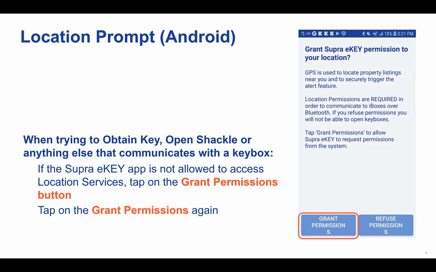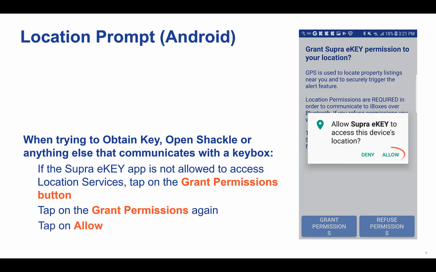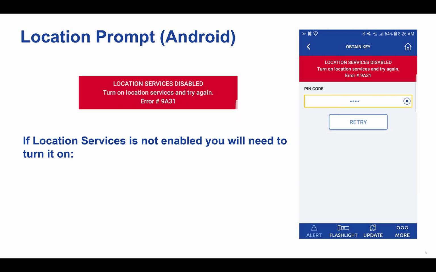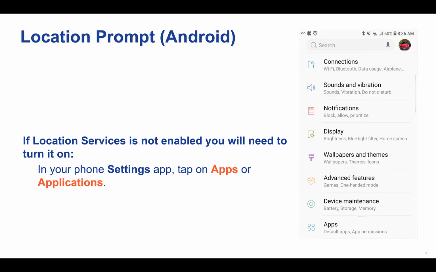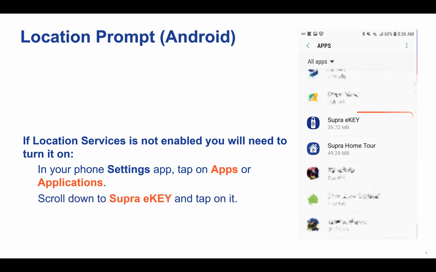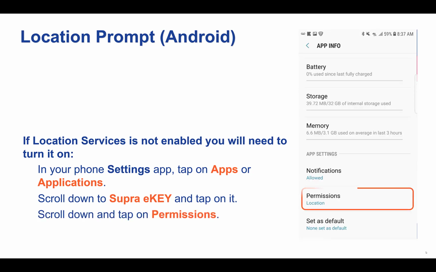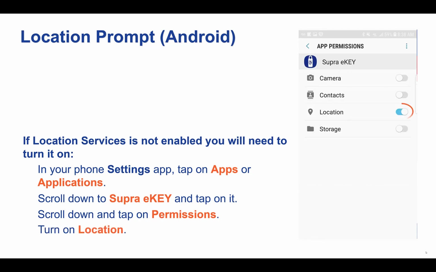Then that same prompt that we saw earlier will come up, and you tap on Grant Permissions. It will then pop up with a prompt saying Allow Super eKey to access this device's location, and tap on Allow. If you see location services disabled, that means your location services on your phone is off, and you need to go into your settings on your phone, tap on Apps or Applications, scroll down to Super eKey, Permissions, and then turn location on.